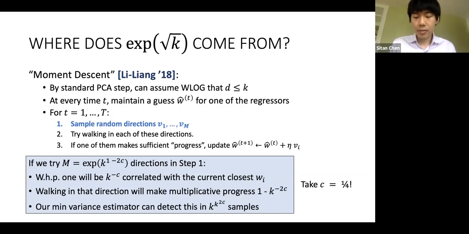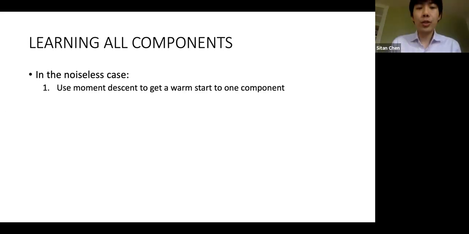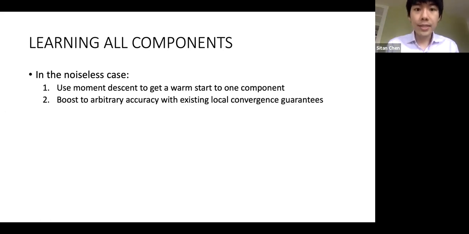So that's basically it for how to learn one component in the noiseless setting. It turns out that in the noisy case, learning a single component this way still works quite well. But at least in the noiseless case, you can go from learning one component to learning all components as follows. You can use this moment descent procedure that I've just described to get a warm start on one component, in the sense that I want to obtain some W which is pretty close to a true W, but by pretty close, I mean an error that isn't dependent on the target accuracy. I can then take this pretty good estimate and boost it to arbitrarily good accuracy by using existing local convergence guarantees that are based on SGD on some natural loss function.